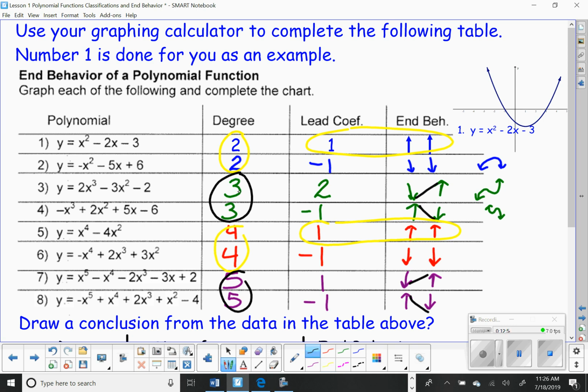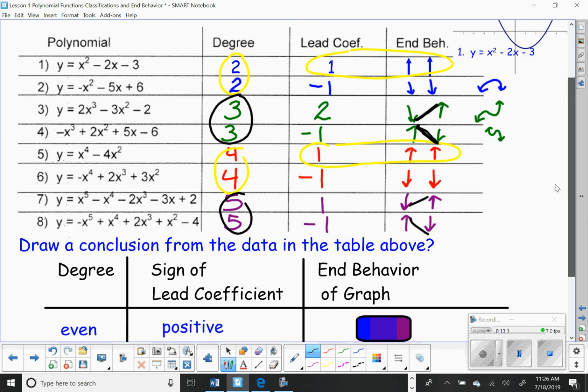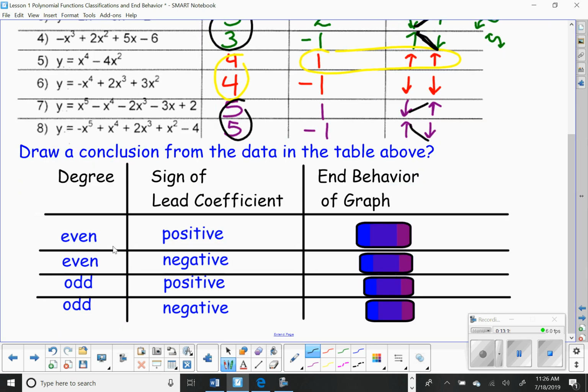If it's odd and positive, it goes down then up. And notice this little line segment here, it makes a positive slope. You had a positive lead coefficient. If you have a negative lead coefficient, notice the end behavior is up, then down, and it makes a little negative sloping line if you attach the endpoints of the arrows. This is what you are supposed to understand, is this pattern.